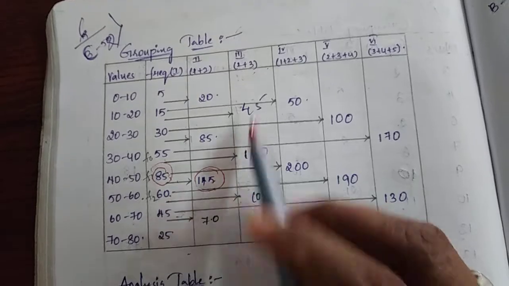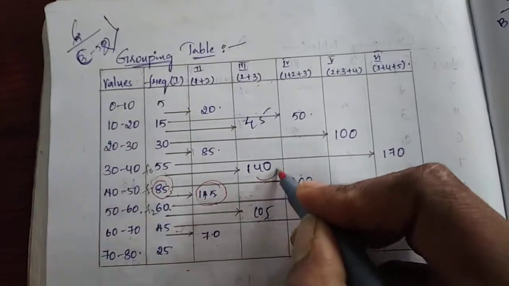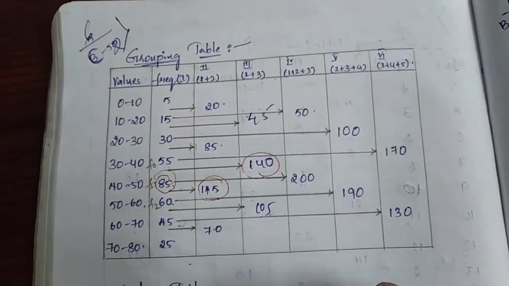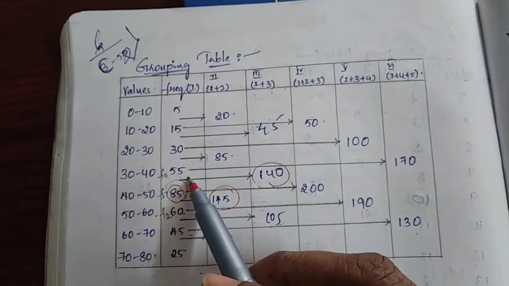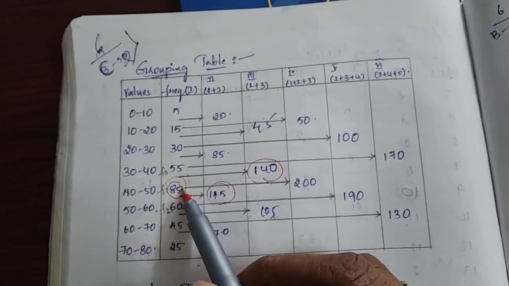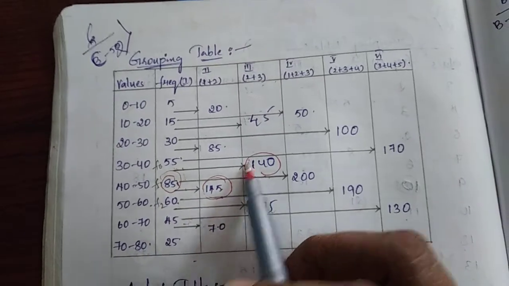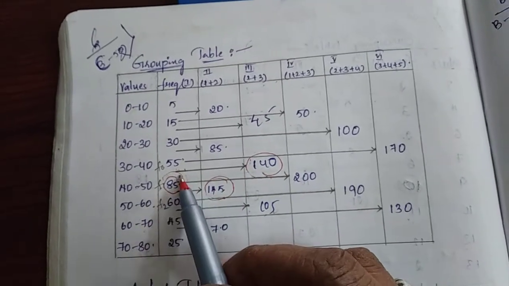In this column, which is the higher value here? 140 is the higher value. How did we get the 140 here? By adding 55 and 85. By adding 55 and 85 we got the 140. So 55, where does it lie?